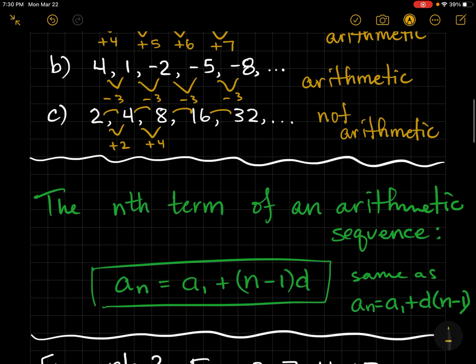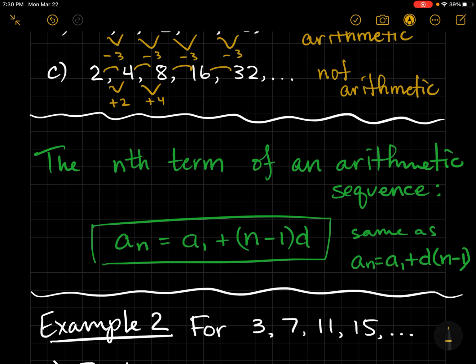Okay, now, I told you last time that I'd show you how to write a rule or a formula. And here's how you do it. The nth term, also known as the general rule or the formula, anything like that. But you'll notice we usually call it the nth term. Is denoted by a sub 1 plus n minus 1 times d. And notice there are parentheses. Some people like to put the d in front of the parentheses. It's your preference. This is the one that you'll see in the textbook.